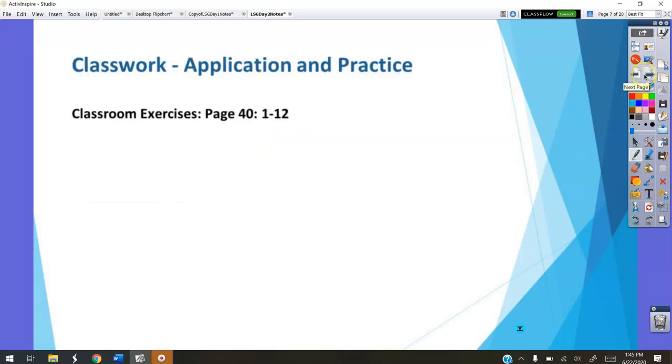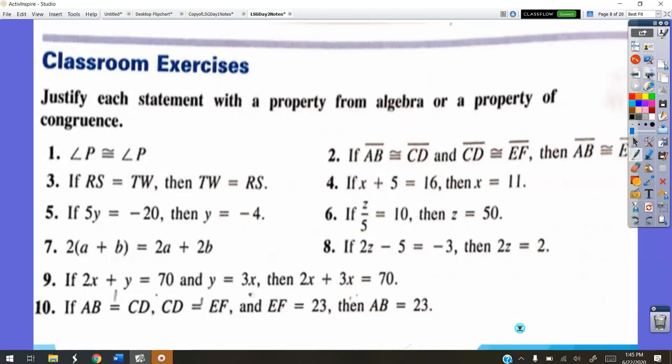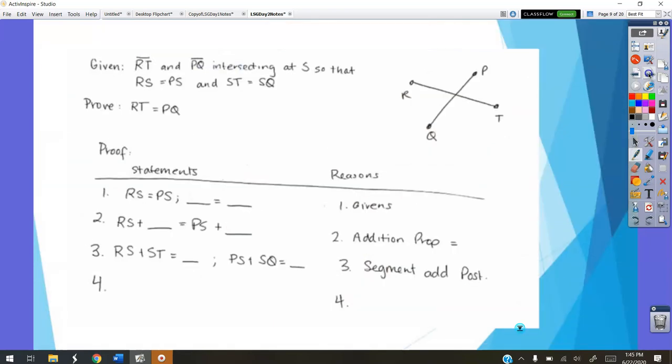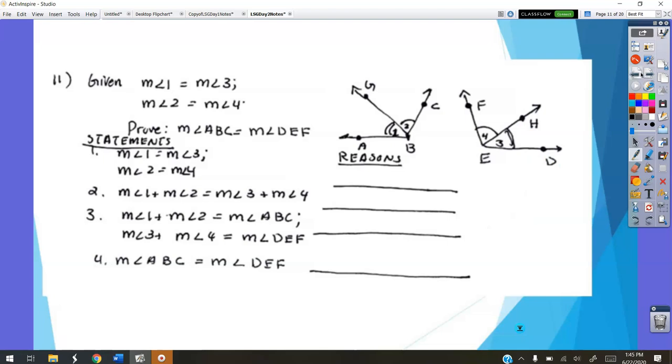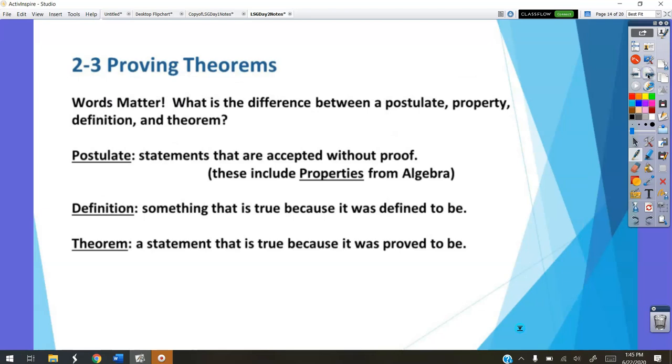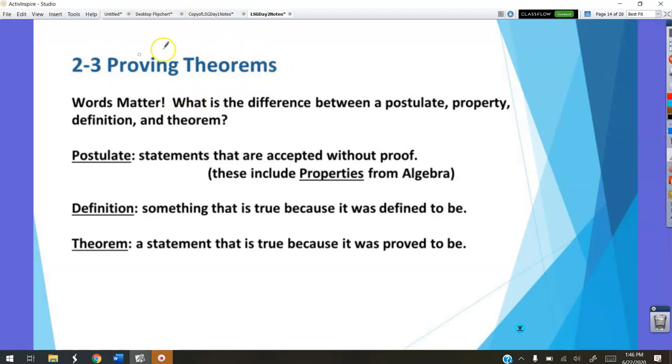Okay, the only other property that you might find is the distributive property, but most of you will be familiar with that, so we can try that later. And you'll see some of these. These are some of the ones that we're going to do together. And then we'll start doing some proofs in class. Again, we're going to start doing a little bit more with proving theorems.